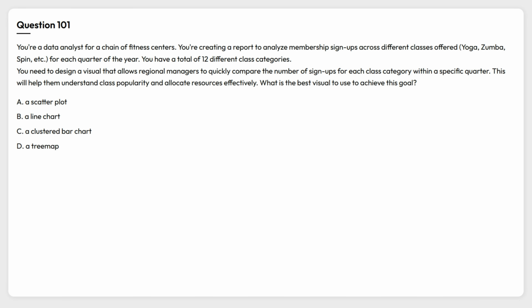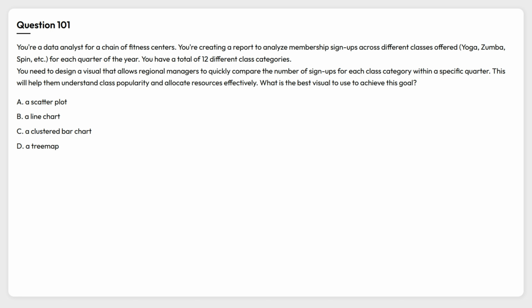Question number 101. You are a data analyst for a chain of fitness centers. You are creating a report to analyze membership signups across different classes offered: yoga, Zumba, spin, etc. for each quarter of the year. You have a total of 12 different class categories.